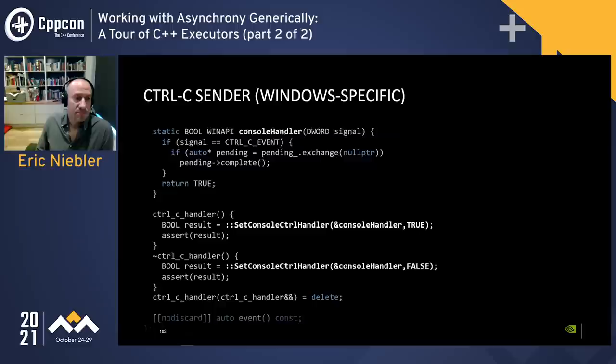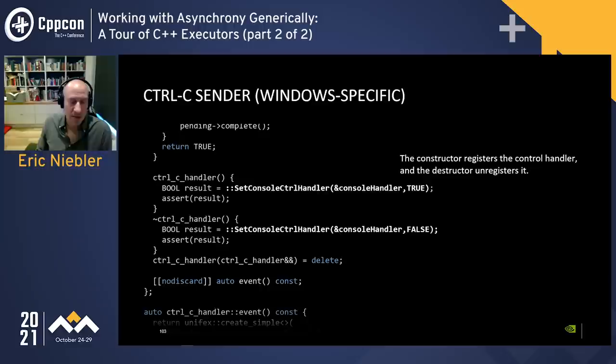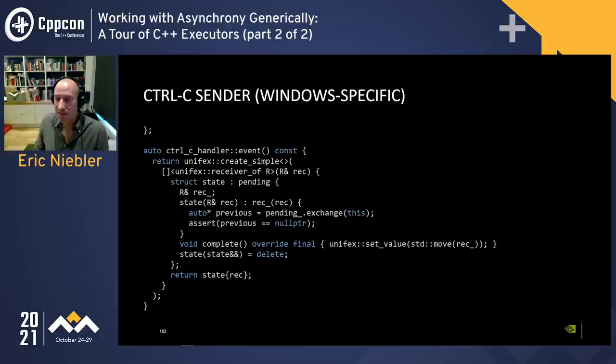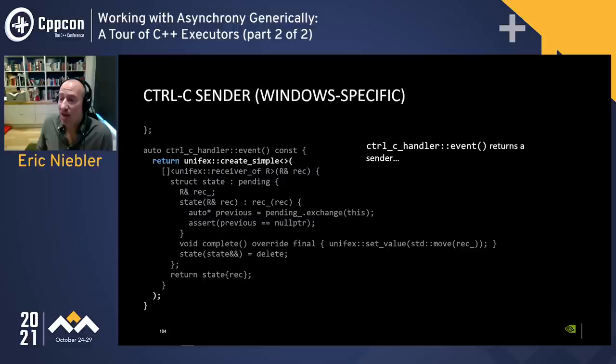It's an RAII thing. It registers the handler in the constructor and unregisters it in the destructor. And now I need to write an asynchronous event for when someone has clicked control C. And so here is this event function, and it's calling create simple, which is that unifex API I talked about earlier for returning a sender. So we know create simple returns a sender. So this function event returns a sender. So it's an asynchronous API.